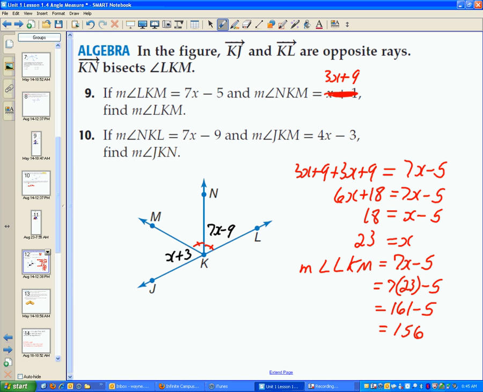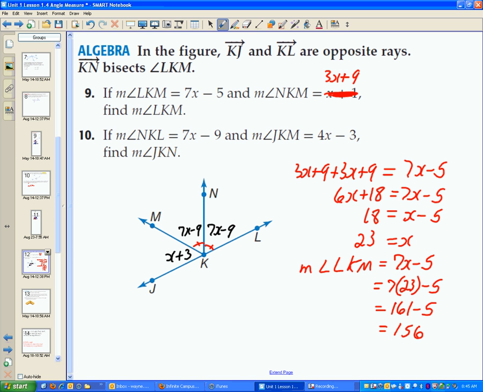Okay. All right, now, if those two angles are congruent, they have the same measure. So if one of them has a measure of 7x minus 9, so does the other one. And then here's where we need to know something that the book really doesn't tell us yet. When they told us that ray KJ and ray KL are opposite rays, that pointed out to us that they're on the same line.